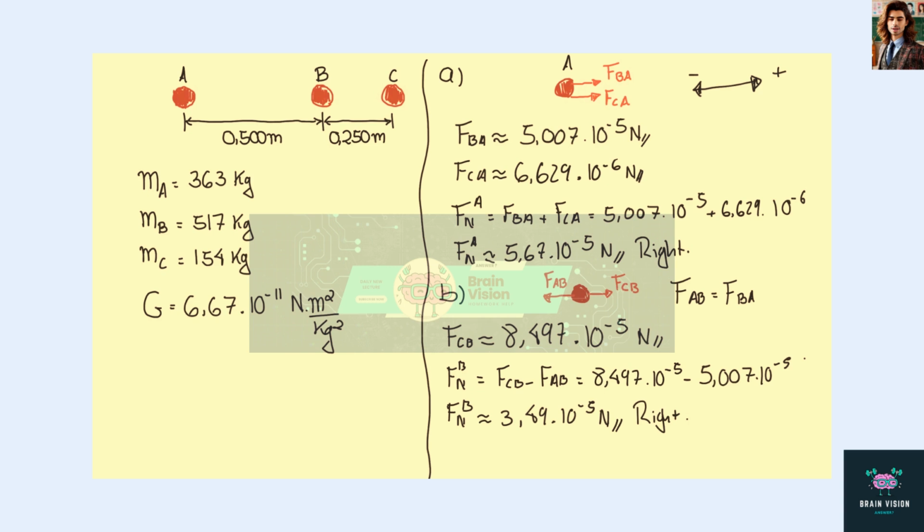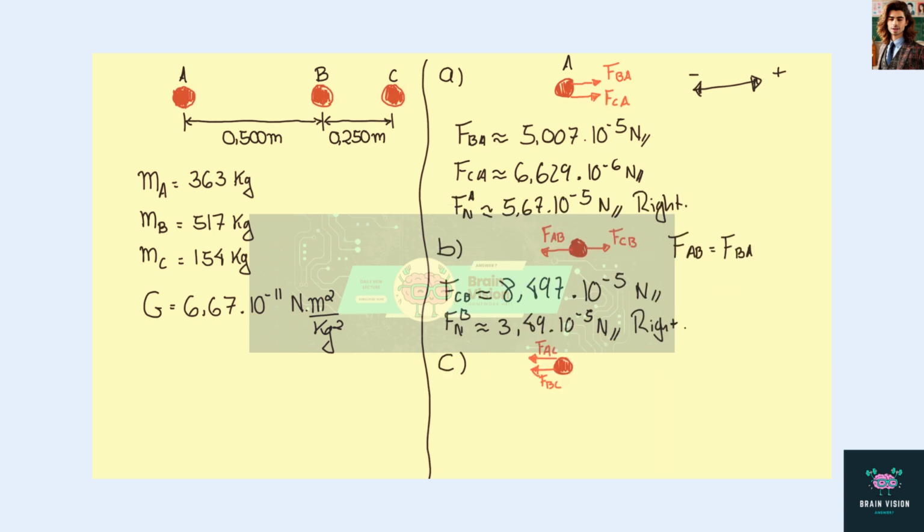Now let me clear the board for the next item. On the last item, we have to calculate the magnitudes of the gravitational force exerted on particle C by both particle A and particle B. Now remember that the magnitude of the gravitational force is symmetric, then FAC is equal to FCA, and we had already calculated FCA on the first item, it's here. And also FBC is equal to FCB, and we had calculated FCB on the second item. Therefore, we do not need to calculate any gravitational force again, and we can proceed directly to the net force.